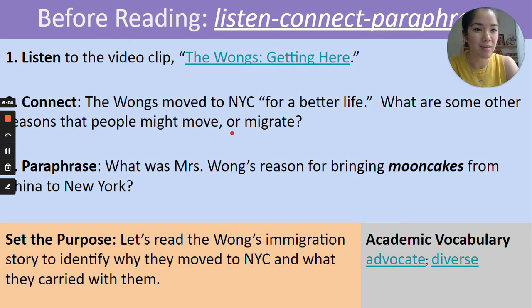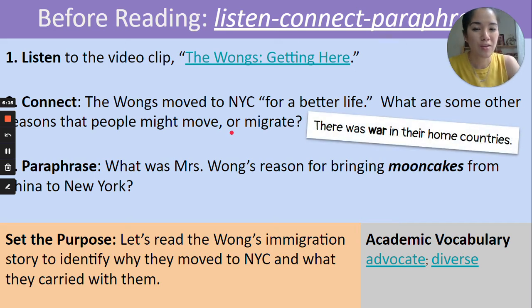So we're going to think about this. I'll share from my family. My father's parents came to New York because there was a war in their country. They didn't want to live in a country where a war was happening. So one possible reason: there was war in their home countries. Now you'll have a chance to think about this question. What are some other reasons that people might move or migrate? Teachers, you can pause here and give students the opportunity to respond and discuss.